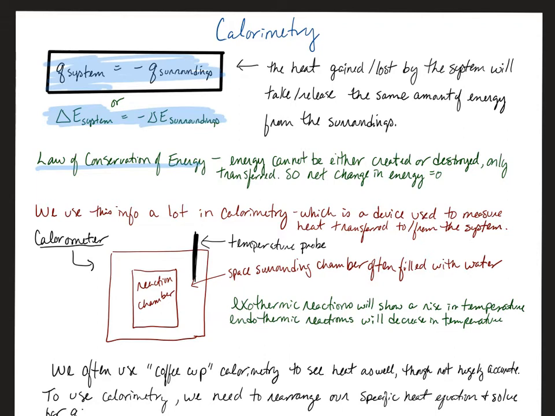So we use a lot of this calorimetry. Basically, this is the device where you have some type of reaction chamber, and then outside that reaction chamber, usually you have some liquid, very commonly water, and you've got a thermometer set up. Now y'all know I can't draw, and I'm sorry, but that's the case. So you've got a temperature probe. You can tell how much heat is transferred to that water because you're monitoring the temperature.